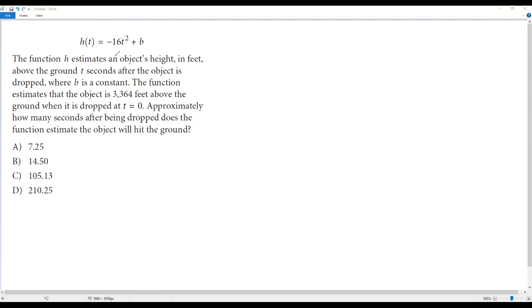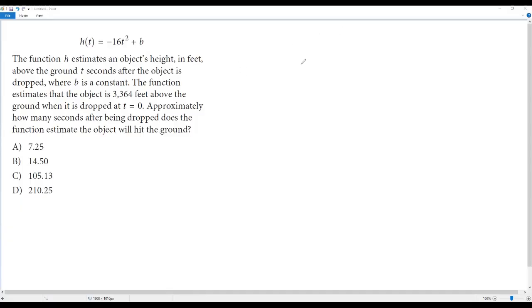h of t equals negative 16 t squared plus b. The function h estimates an object's height in feet above the ground t seconds after the object is dropped, where b is a constant. The function estimates that the object is 3,364 feet above the ground when it is dropped at t equals 0. Approximately how many seconds after being dropped does the function estimate the object will hit the ground?